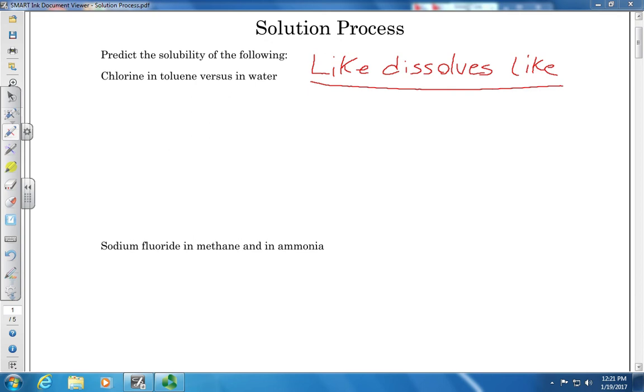So when I say like dissolves like, molecules can generally be broken up into two groups. You have your polar molecules and your nonpolar molecules. Nonpolar molecules are molecules that either have no dipole moment because there is no difference in electronegativity between the two atoms, as is the case with diatomic molecules such as F2, Br2, Cl2, H2, and the like.